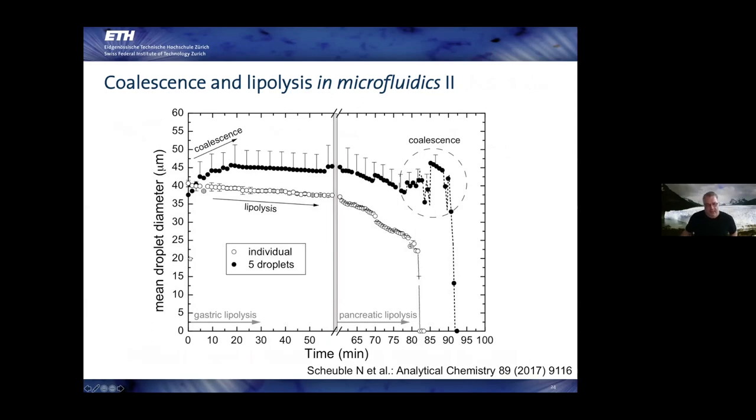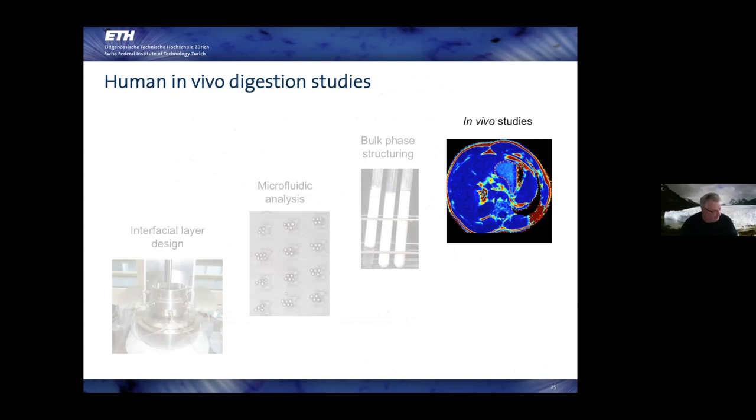The picture is put together here in a graph. So we see in the gastric environment relatively small changes of droplet diameter. We have a few coalescence effects over here, so that means that the diameters are becoming larger. But once we go into the pancreatic environment, within, let's say, 15 minutes or even less, the droplets are all digested. So basically the achievement that we survive the stomach and have the release of the fat in the small intestine is given.